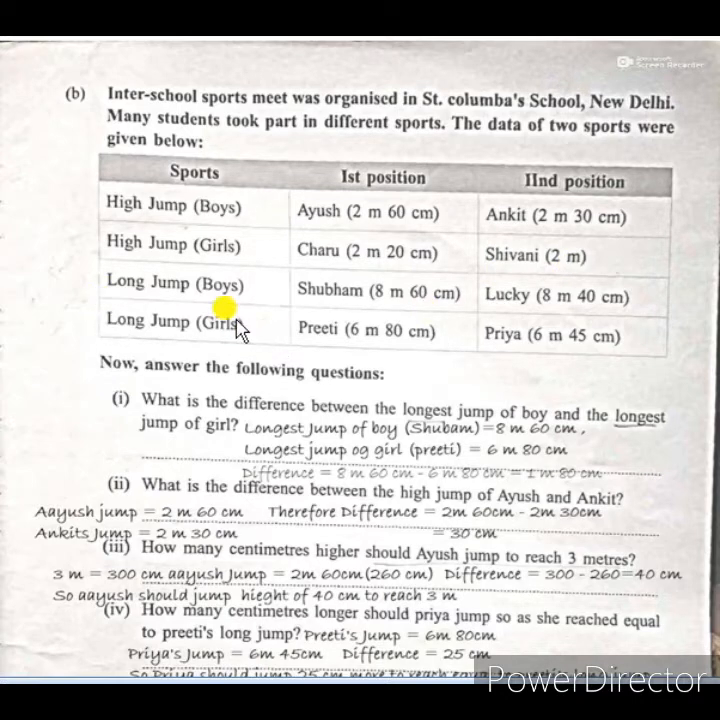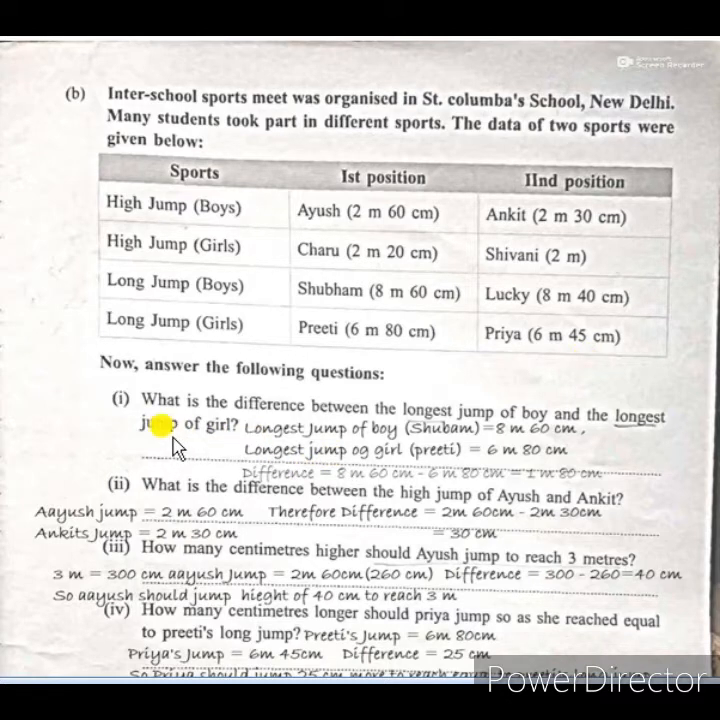In long jump for boys, Shubham came in first position. His jump is 8 meter 60 centimeter, and second position is Lucky. His jump is 8 meter and 40 centimeter. Now long jump for girls. First position Preeti. Her jump is 6 meter 80 centimeter, and second position is Priya. Her jump is 6 meter and 45 centimeter. Now let's read the question.